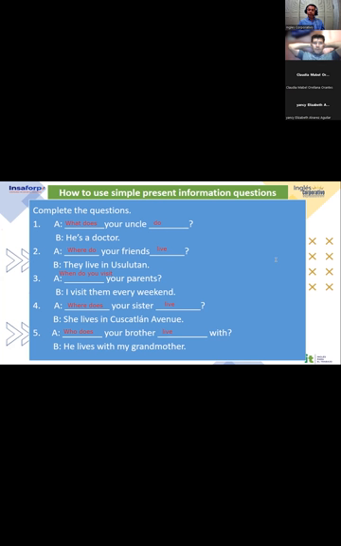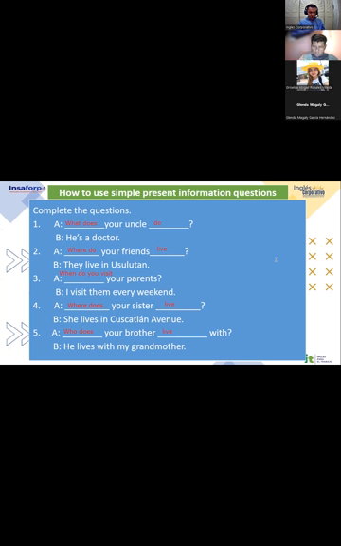Where do your friends live? They live in Usulután. Usulután, right? Glenda, now Glenda to Griselda. Number three, question, Glenda. Griselda, three, answer. When do you visit your parents? I visit them every weekend.